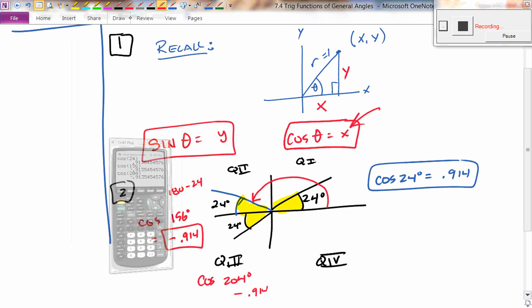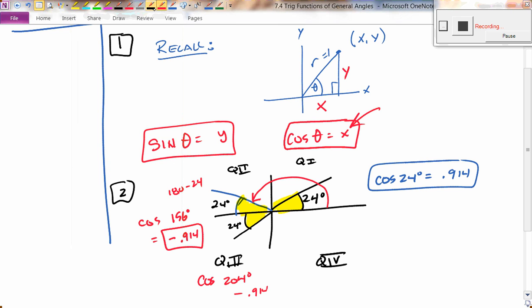Okay, so now how do I draw 24 degrees in quadrant 4 then? Positive 0.914 would be the answer, right? But what would that degree measure be? It'd be 360 minus 24, which would be what? 336, right? 336. So the cosine of 336 would be, again, 0.914.